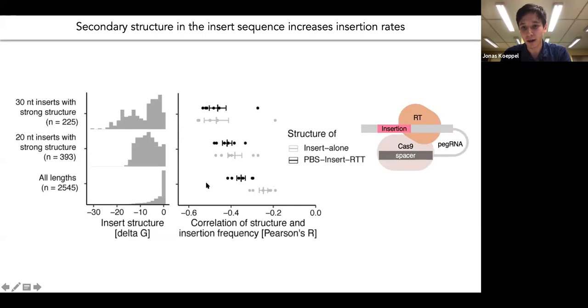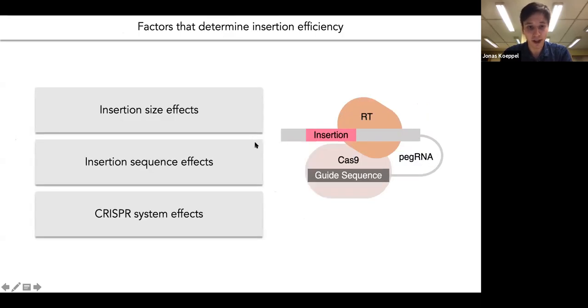And so we thought that maybe what matters is not just the structure that the insert can form on its own, but maybe in combination with this entire 3' extension of the prime editor. And then you see those are the black dots. Again, each dot is a correlation in one experiment. And here you can see that it works much better for the entire library, where many of the inserts alone don't form structure, but form structure in context of this 3' extension. So that was some of the insertion sequence effects we found.